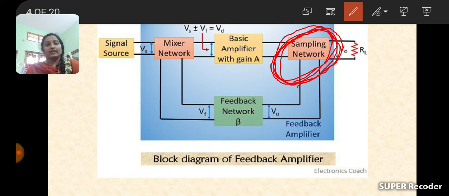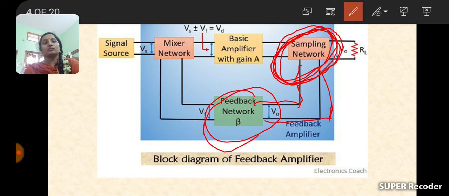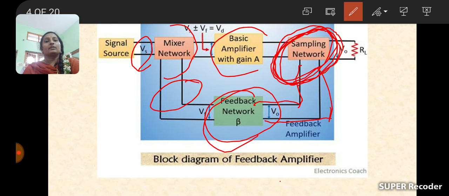Sampling network. The name itself indicates sampling network. It is a network that is used to collect samples from the output. After collecting the samples from the whole output, these are connected to the feedback network circuit. It is the circuit that will connect these samples to the mixture network. So here our mixture network combines both the input signal and the feedback signal to the amplifier circuit.